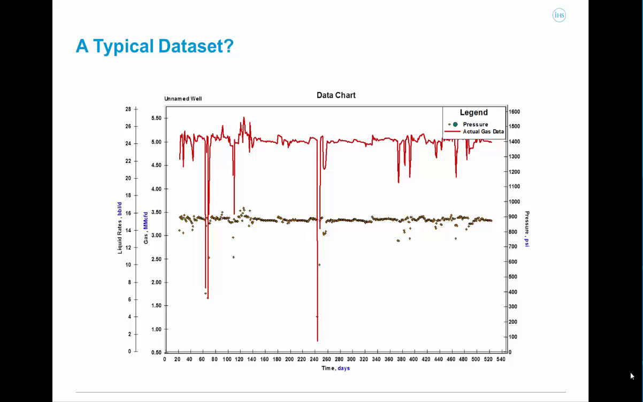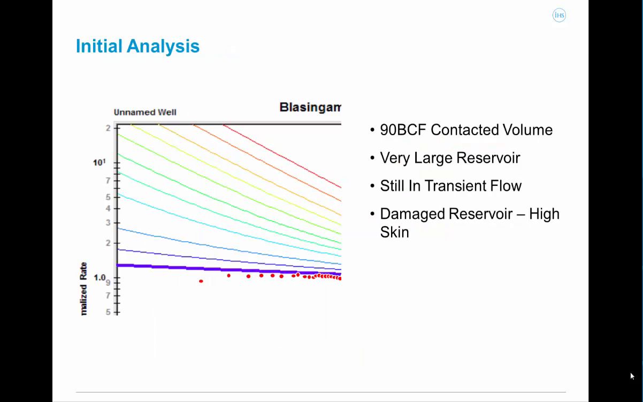So we took this data, performed the analysis, and it shows that we have a very large reservoir with a minimum contact volume of 90 BCF, as we're still in transient flow. So this well has not hit boundary dominated flow, so the reservoir could be much bigger. And it's also determined from that analysis that due to the match of the type curve, there's damage to the reservoir and it would have a high skin.